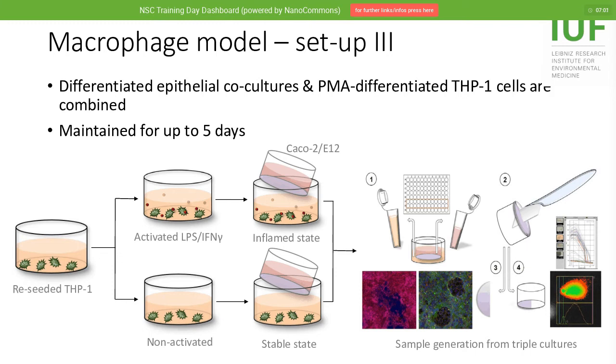The last stage of the model development is bringing these first two stages together: the fully differentiated epithelial transwell cultures and the PMA-treated THP1 cells. Once you have the reseeded THP1 cells, you still have to decide whether you want to start the stable culture or use the inflamed model. If you focus on just the stable or healthy model, you can directly proceed by placing your epithelial transwell cultures onto your THP1 cells and you're done. If you want to use the inflamed model, the THP1 cells first have to be activated with a cocktail of lipopolysaccharides and interferon gamma, for about 4 hours, before the epithelial transwell cultures can be placed on top.